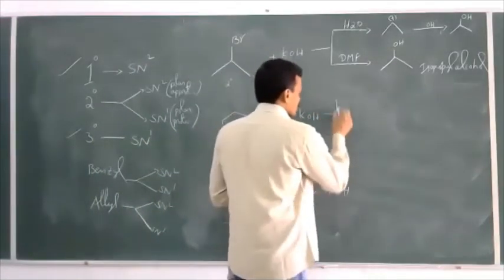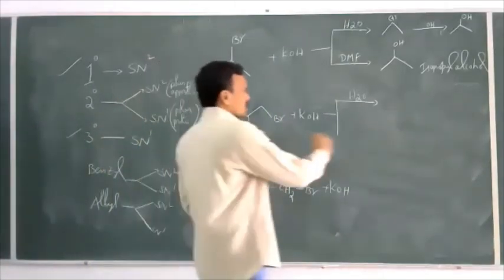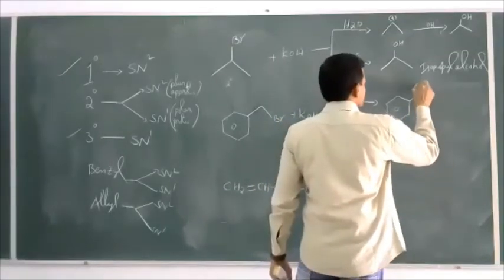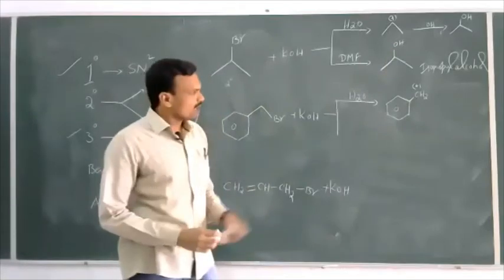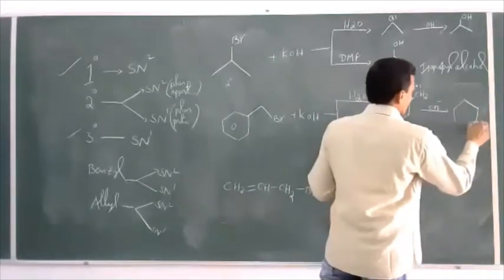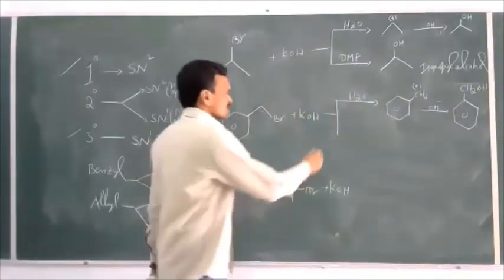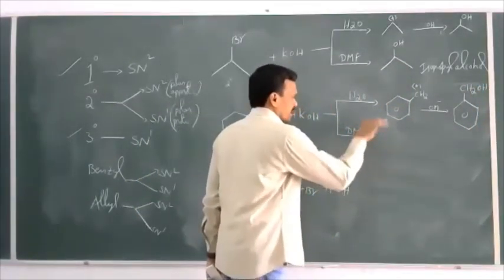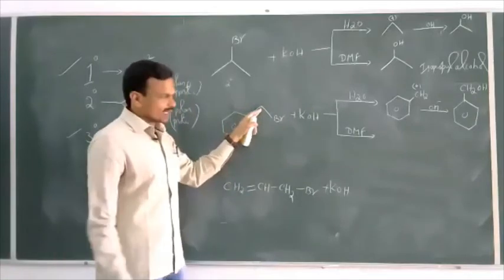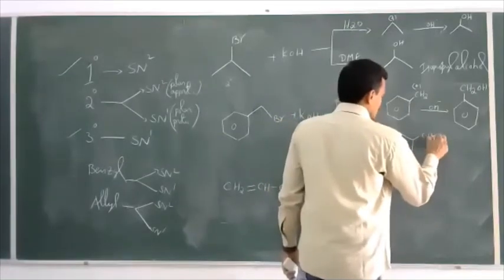Now come to benzyl and allyl, these 2. Same type of reaction takes place here also. In aqueous medium, that is in polar protic solvent, first we get a benzyl carbocation, C6H5CH2 plus, and this benzyl carbocation is attacked by OH minus to give benzyl alcohol, C6H5CH2OH. Whereas in DMF, dimethyl formamide, OH minus attacks from the rear side and replaces Br minus directly in a single step. Now we get benzyl alcohol directly here, C6H5CH2OH.